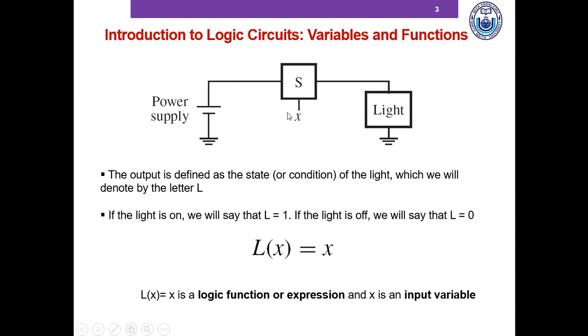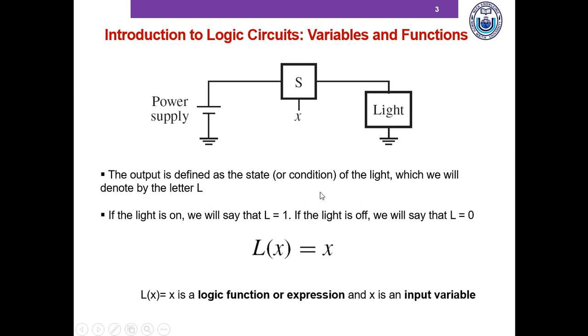In this example, the input that causes changes in behavior of the circuit is the switch control x, right here. The output is defined as the state or condition of the light. So x is the input, and the state or condition of the light is the output. If the light is off, then we'll say L equals 0. If the light is on, we'll say that L equals 1.